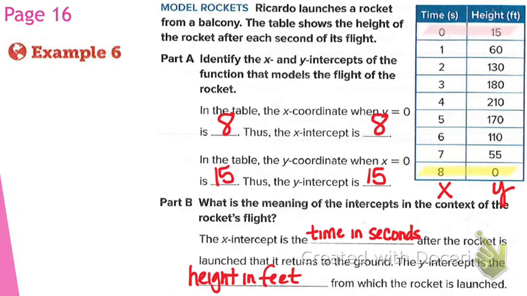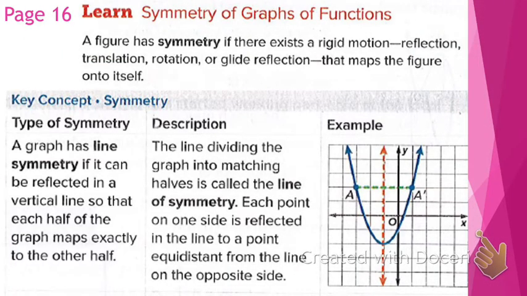Now we're going to talk about symmetry, and we're only going to talk about 2 types of symmetry. We're not doing even and odd, and that's why I took that out of homework 2. There are 2 different types of symmetry: line symmetry and point symmetry. We're going to talk about them both. If a graph has line symmetry, that just means that it can be reflected across a vertical line.